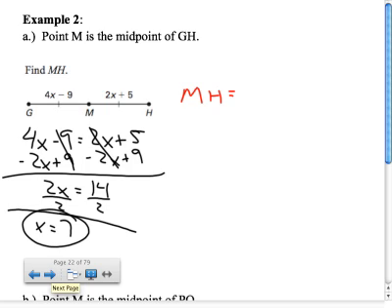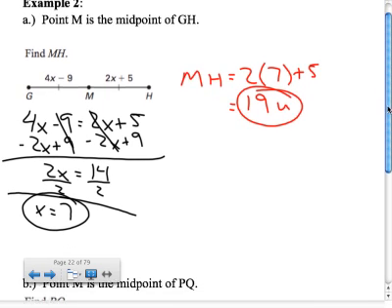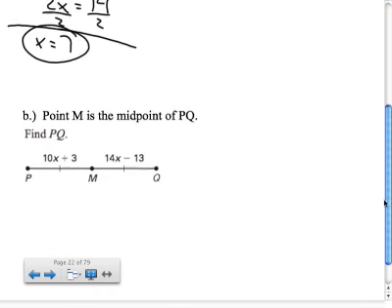MH is 2 times 7 plus 5. 2 times 7 is 14, plus 5 is 19. And I'm going to make sure there are no units here. So if you wanted to, you could just put a U there for units. If you didn't mention units, I wouldn't be too picky, again, mainly because I did not have units on the problem to begin with.